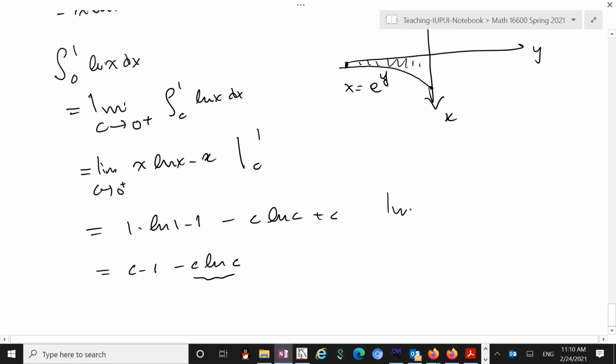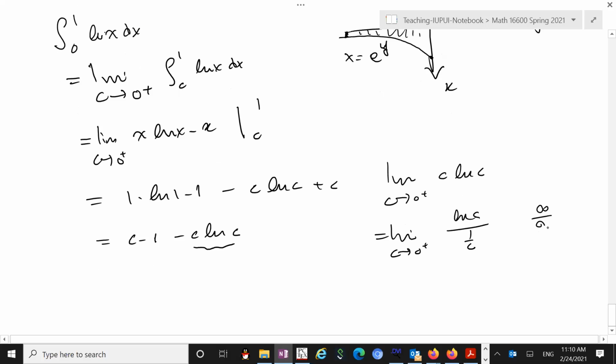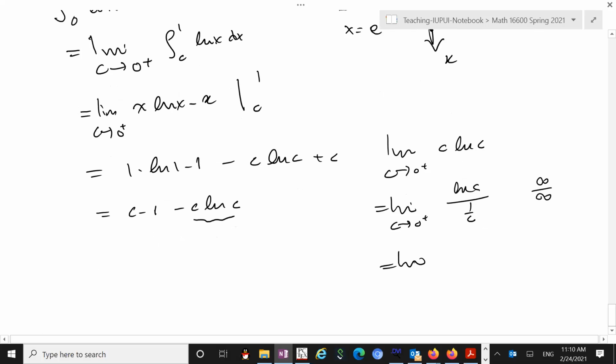Okay, so let's take a look at c approaches 0 from the positive side, c natural log of c, right? How can I apply L'Hopital's rule? I can view it as natural log of c over 1 over c. So this is an infinity over infinity type, and that's why you can apply L'Hopital's rule. Differentiating the numerator and the denominator, you get 1 over c over negative 1 over c squared.